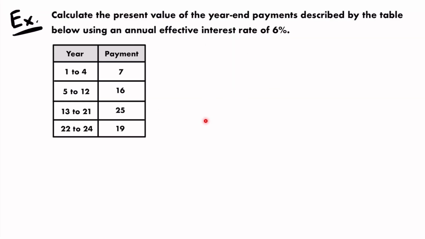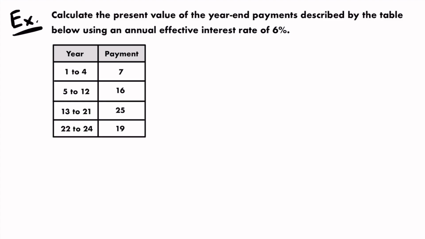Okay, so here's our example problem. We want to calculate the present value of the year-end payments described by the table below using an annual effective interest rate of 6%. And so we're told that the payments are year-end payments, so we know that we are working with an annuity immediate. We're not working with an annuity due, although this trick would still work for an annuity due, as long as you remember how that formula works and where it values the present value of a series of payments.